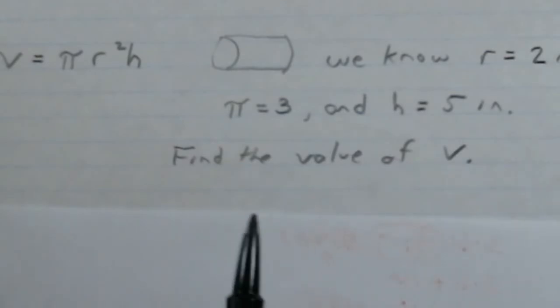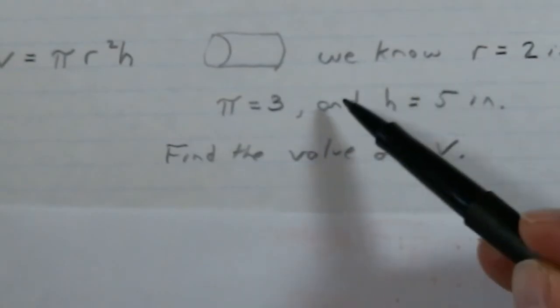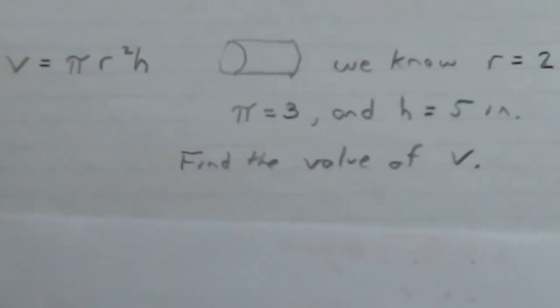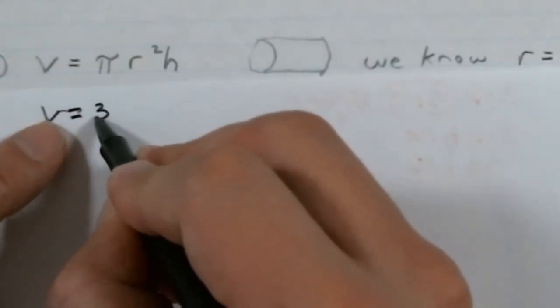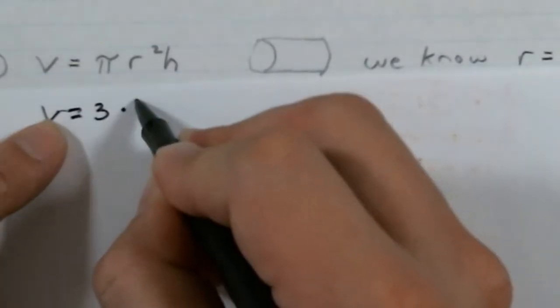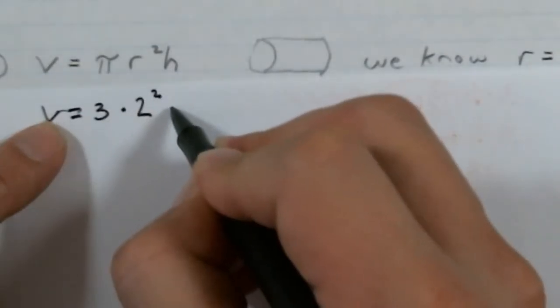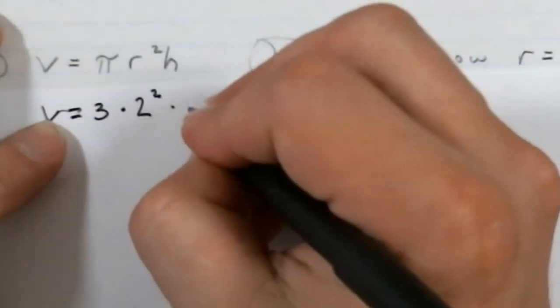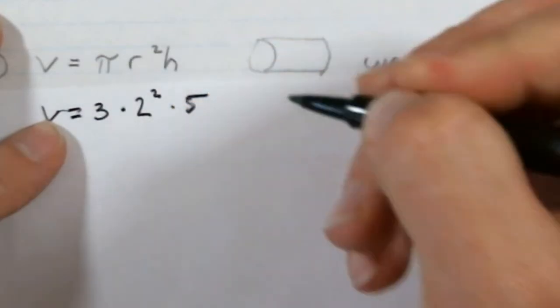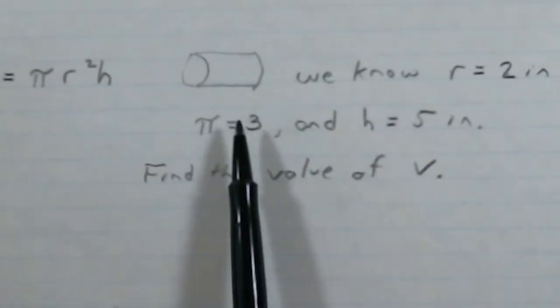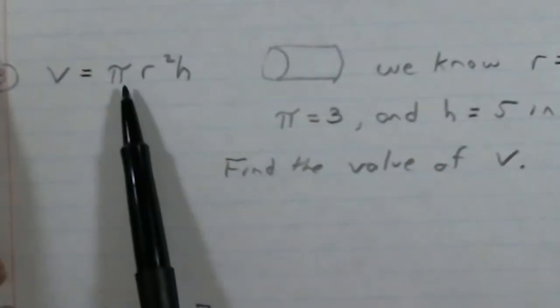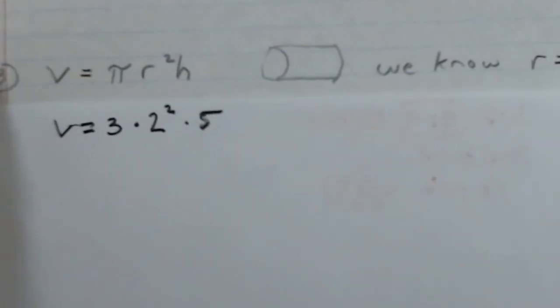Well, how would you do V? How would you do that? Well, we're going to take all this information and plug it into this. So we're going to go V equals 3 times 2 squared times, what was the h for this one? Wasn't it 5? Yep, 5. So all I did is plug in these three numbers for my findings here. And this is what I got in return.